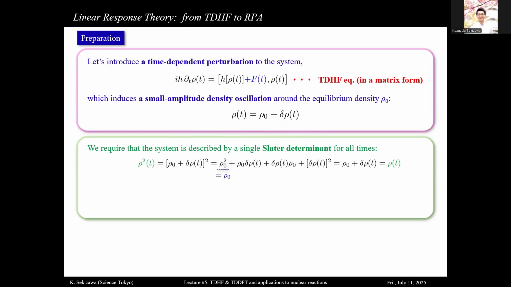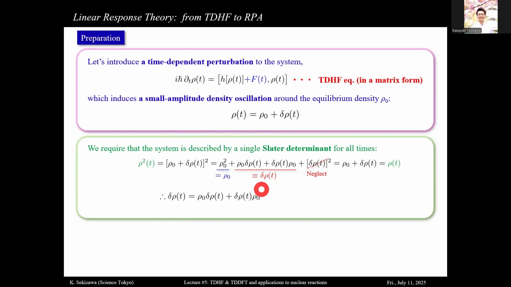And rho 0 squared is rho 0. Rho squared is rho because of the idempotent property. And we can neglect this delta rho squared because this is second order in the small perturbation. And then to satisfy this idempotent condition, rho squared, which is rho 0 plus delta rho, equals rho. These terms marked by the red line must be delta rho.